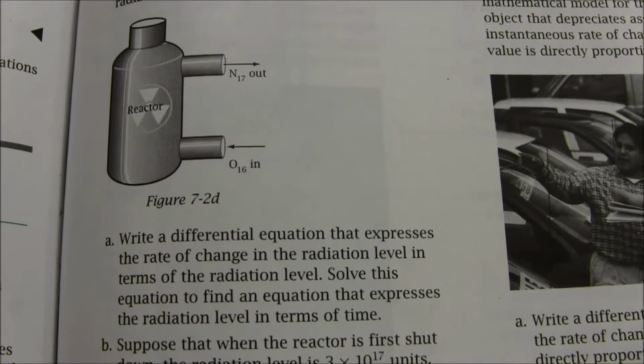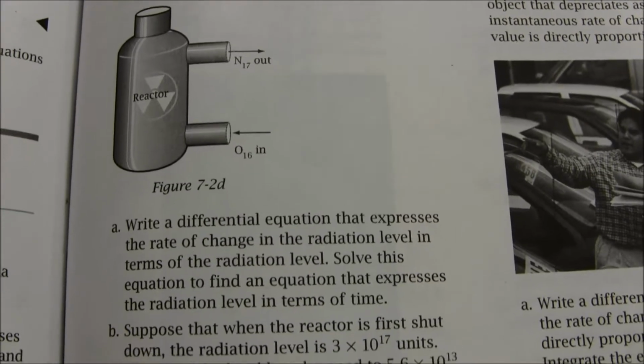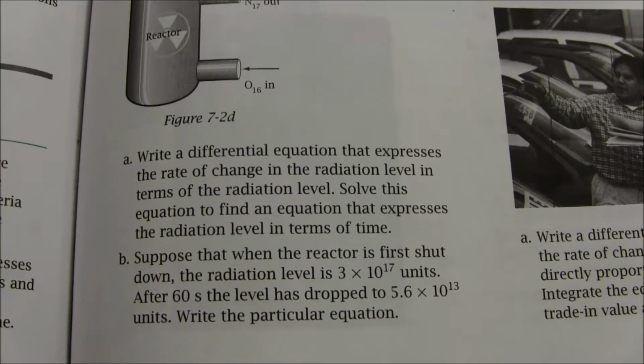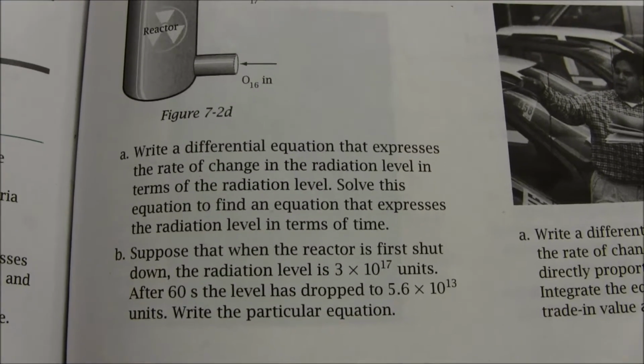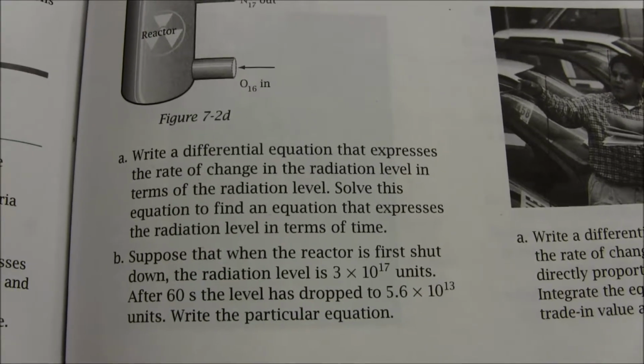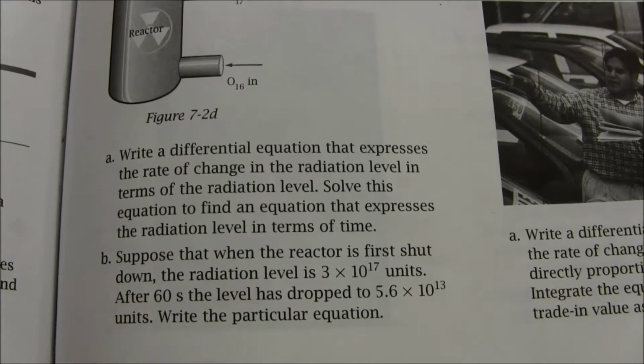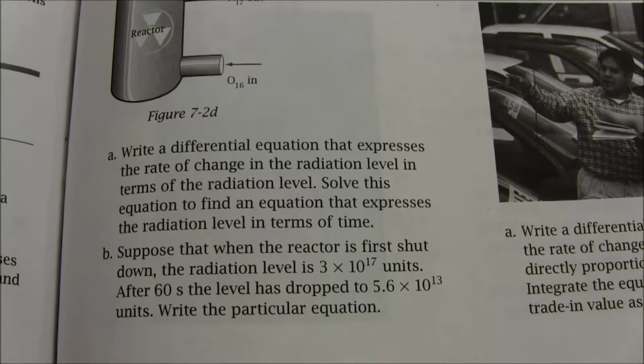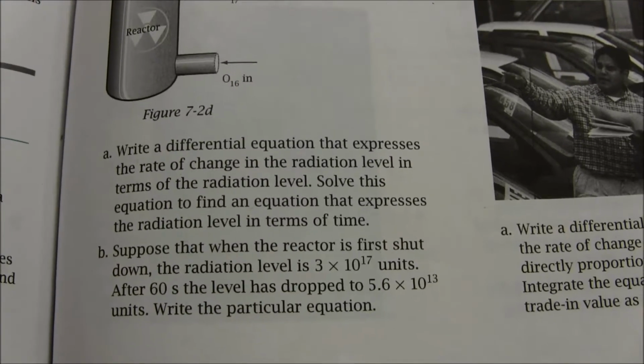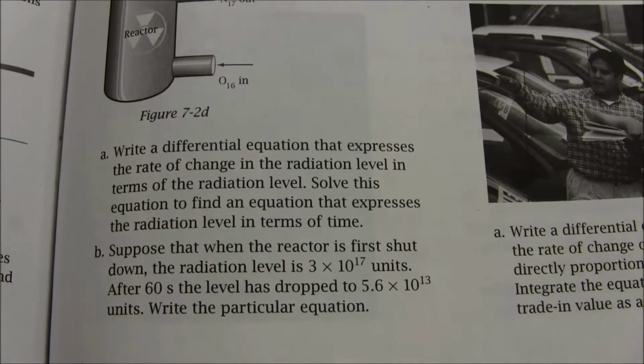The problem asks me to write a differential equation expressing that, and then it asks me to find a particular solution if, when it's shut down, the radiation level is 3 times 10 to the 17th units. After 60 seconds, it drops to 5.6 times 10 to the 13th units.